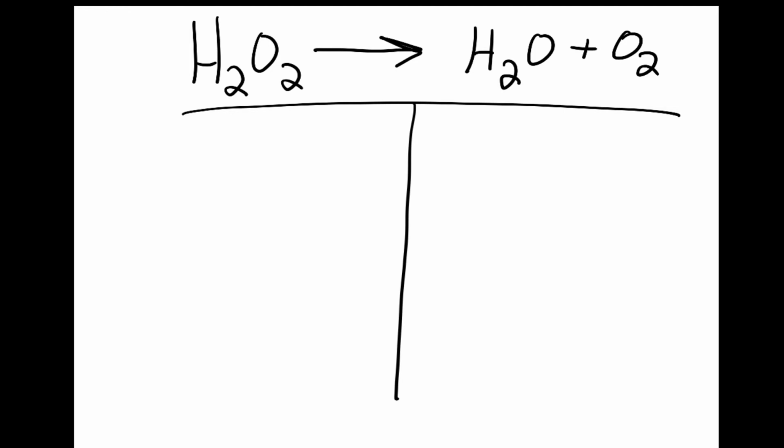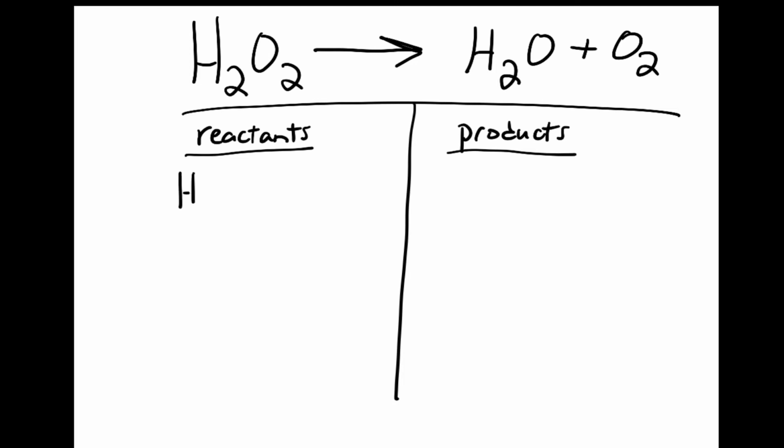So first thing we do is take inventory. On the left side of the reaction arrow, we've got the reactants, and on the right side, we've got the products. Let's take an inventory of our reactants. We've got hydrogen and we've got oxygen. It looks like we've got 2 atoms of hydrogen and 2 of oxygen.